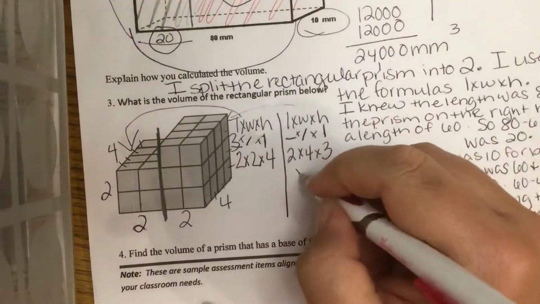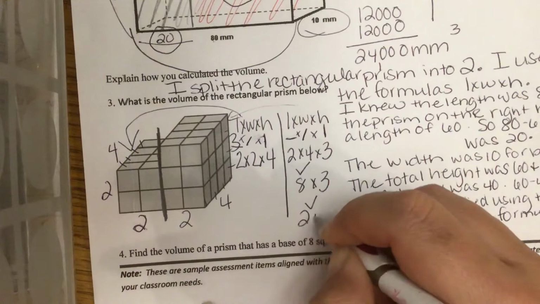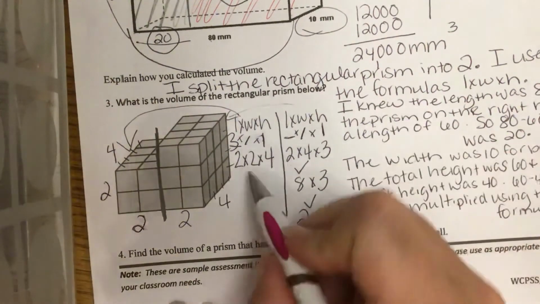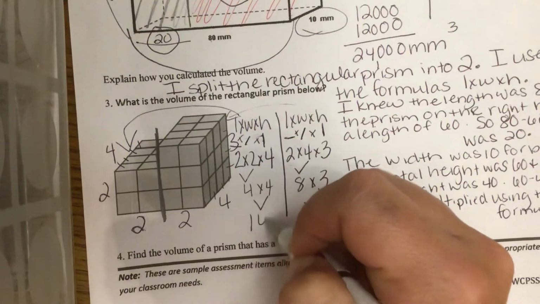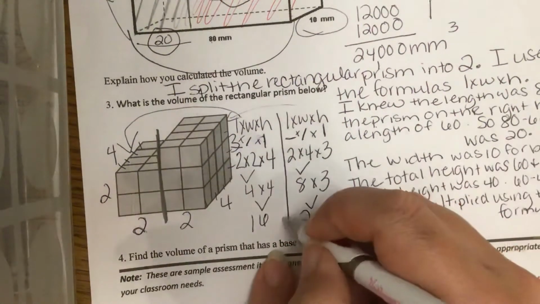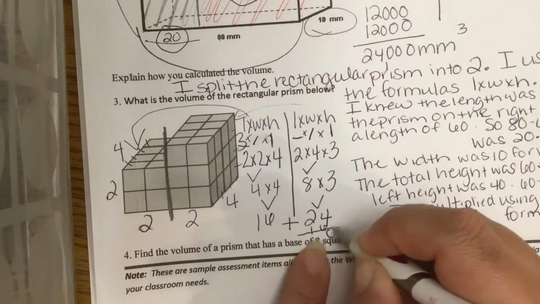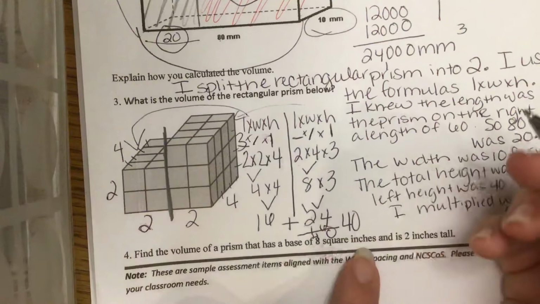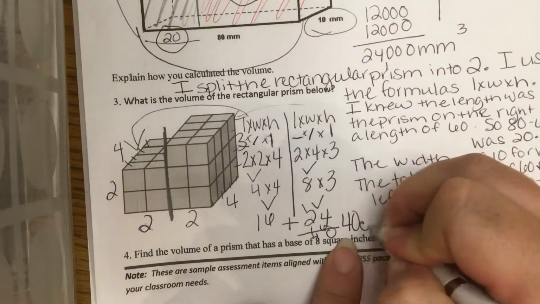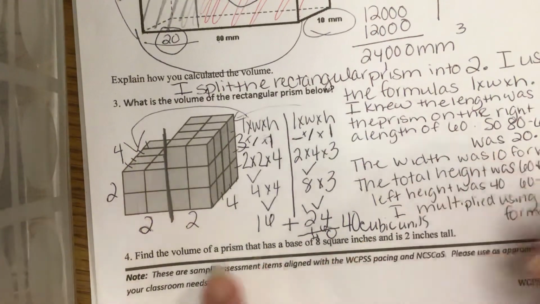2 times 4 is 8. 8 times 3 is 24. 2 times 2 is 4. Times 4 is 16. 16 plus 24, let's add. 4 plus 6 is 10. 2, 3, 4 is 40. 40 cubic units.